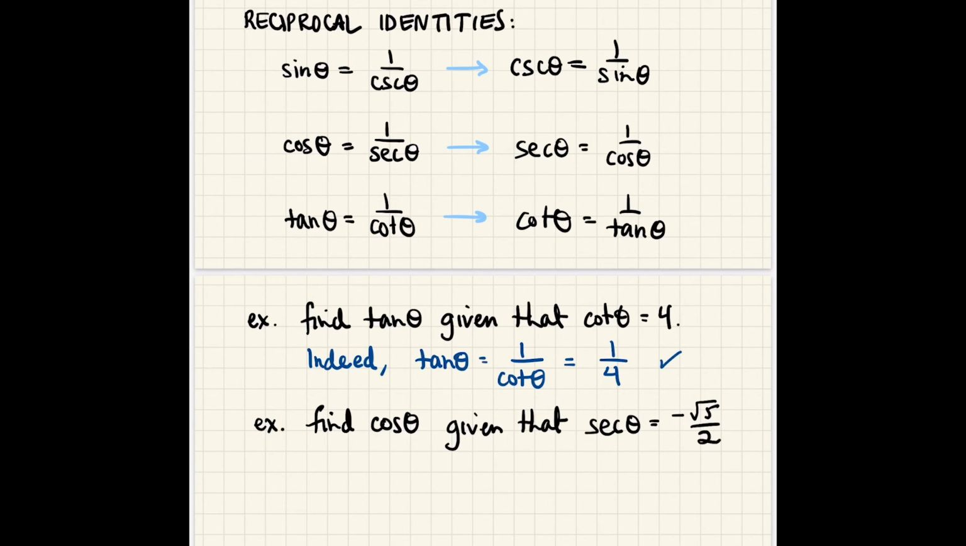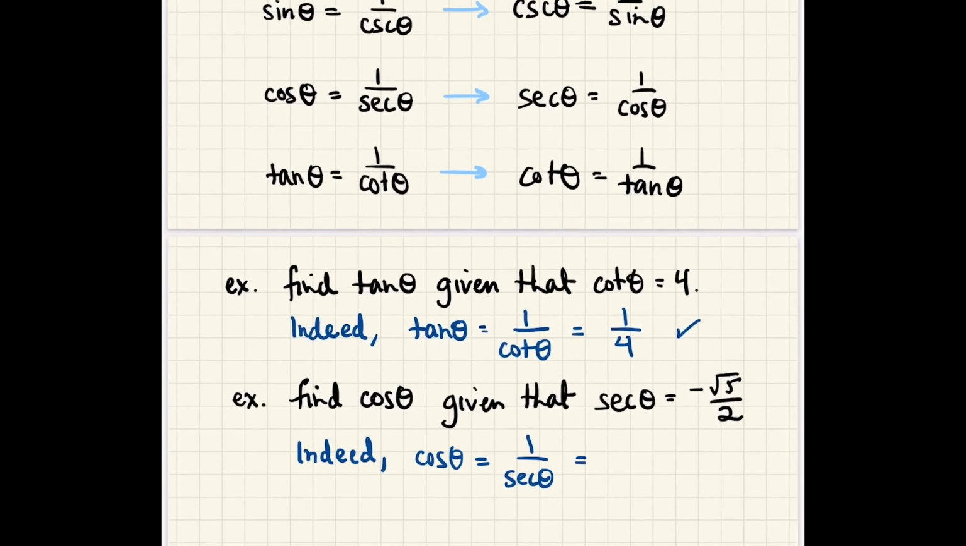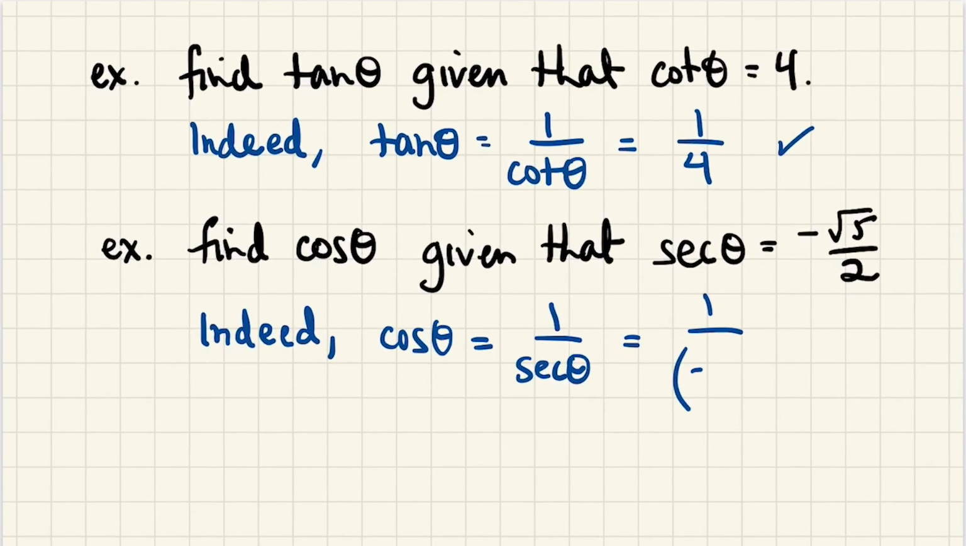All right, and now we want to find cosine of theta, given that secant of theta is negative root 5 over 2. Well, let's throw another indeed in there. Indeed, cosine of theta is 1 over secant of theta. So you can write it as 1 over negative root 5 over 2, but it's probably easier just to take the reciprocal directly and say, well, this is negative 2 over root 5. Let's rationalize that denominator. So we get negative 2 root 5 over 5.